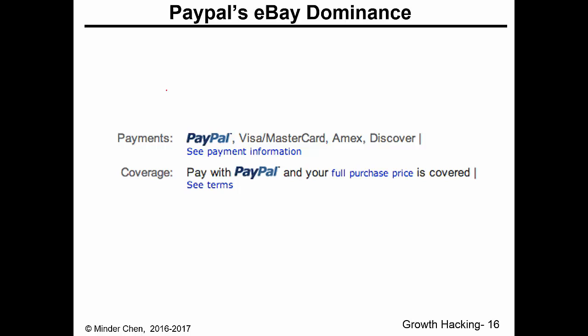PayPal is another example of how growth hacking works. PayPal was used by eBay, and eBay eventually bought PayPal. On the eBay system, whenever you need to process the payment between the buyer and seller, they would recommend that you use PayPal or Visa, MasterCard, American Express, Discover, etc. However, PayPal is always put up front because eBay owns it.